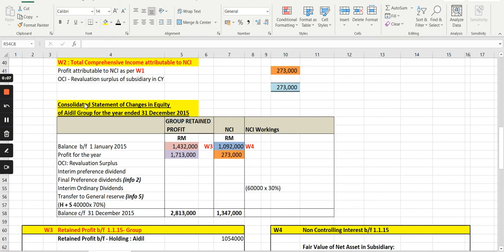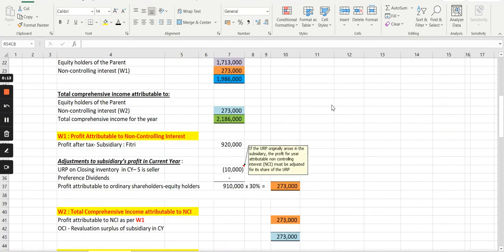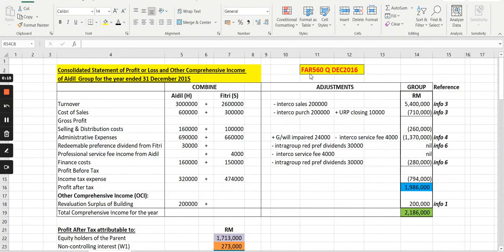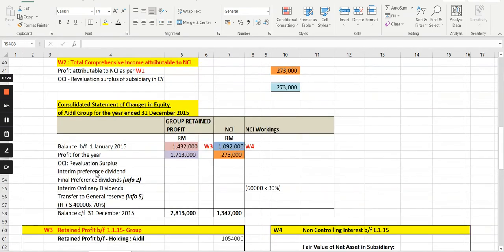We'll be doing the preparation of the consolidated statement of changes in equity for AIDIL Group, using the FAR320 question, December 2016, which I'm using as a comprehensive example for FAR320 as the coverage is the same. Okay, so let's look at our third task, which is to prepare the consolidated statement of changes in equity.